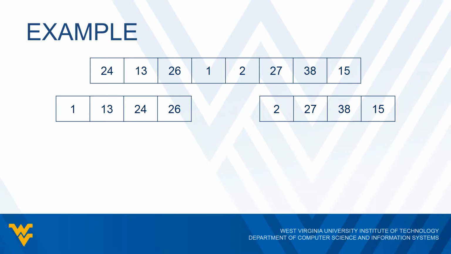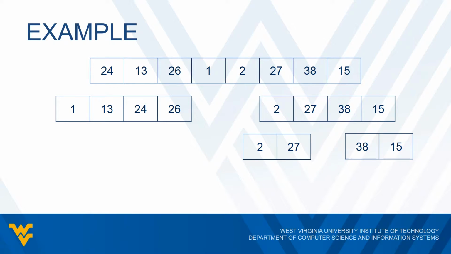So now we can focus on the right subarray. Since that array has 4 elements, it's not 1. So we're just going to do the same thing where we break that up into 2 halves. So we have 2 arrays here, one with 2 and 27, the other one with 38 and 15. We'll then focus on the left subarray, the 2 and the 27. So we'll split up that array into 2 arrays with 1 element each. And since both of those are of size 1, we say that those 2 arrays are sorted.